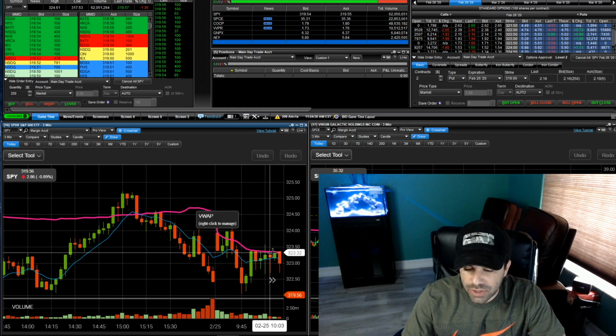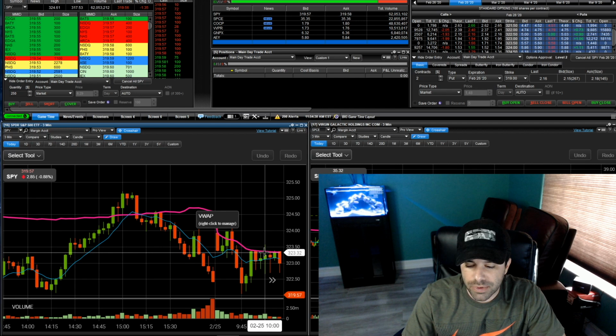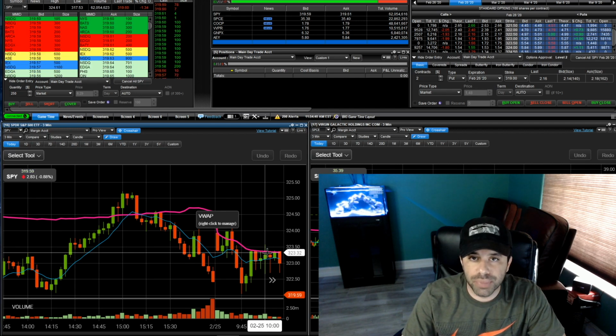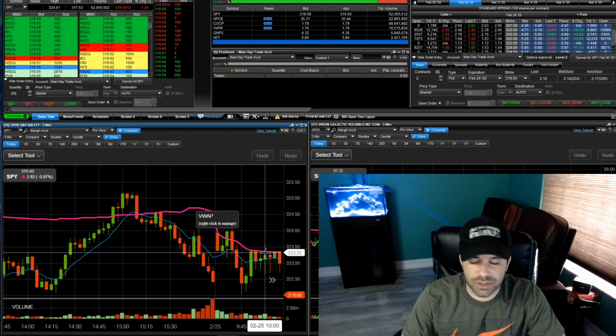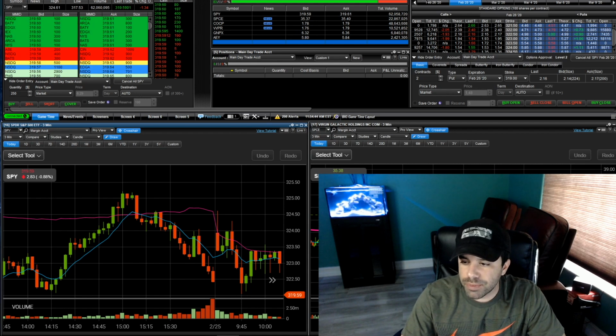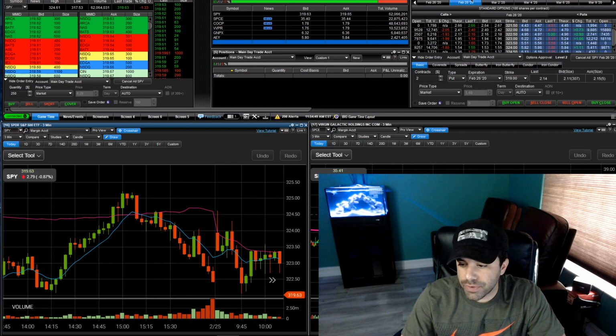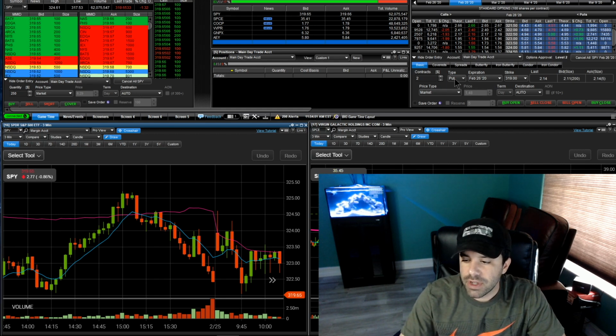I would initially take a starter entry right here underneath VWAP, okay? And it would be via puts. Now, Jesse, how would you pick your puts? Very simple. I come over here to my options chain on E-Trade. It's the same thing on any broker. You look for your options chain and you'll be able to see it there.